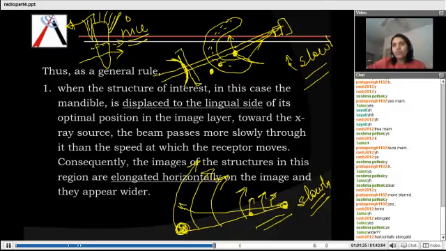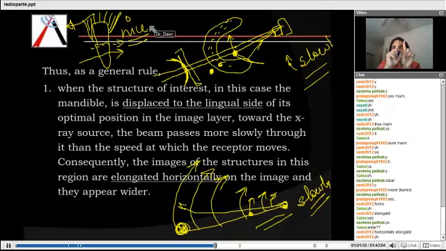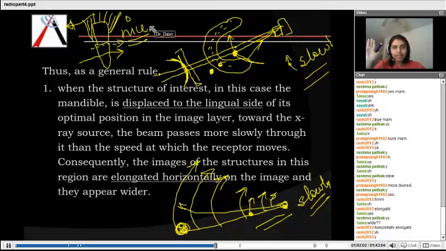When it goes through it fast, the image receptor is still moving at the same speed, right? It's not moving in sync with this particular position right now. It's moving in sync with this position. Getting the point? So the X-ray will sweep through it so fast that whatever image is formed will be a narrow one. Clear? This is a very important question in your MCQs.